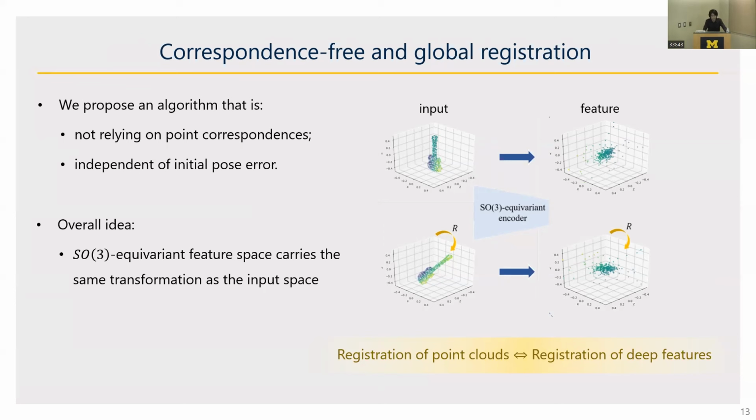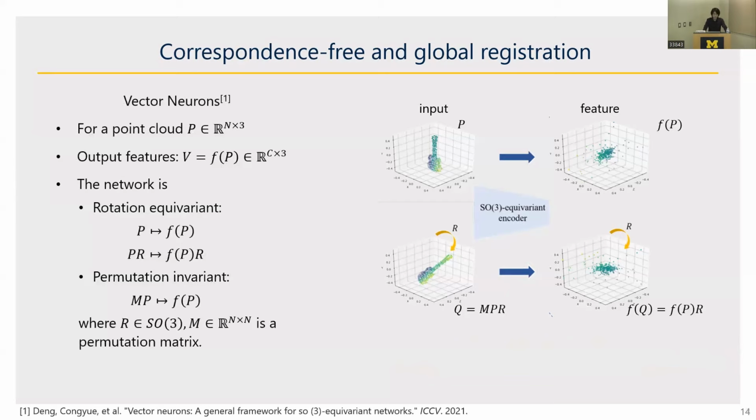The SO3 equivariant encoder is realized using vector neurons. Briefly speaking, it is a generalization of PointNet from scalar features to vector features. Given a point cloud of the shape n by 3, the output feature is of a shape c by 3, where c is the feature dimension. And this network has two important properties. First, it's rotation equivariant. Given the input point cloud with a rotation, the output feature map rotates accordingly with the same rotation matrix R. And it is also permutation invariant, meaning that the output feature does not change when the input points are permuted.